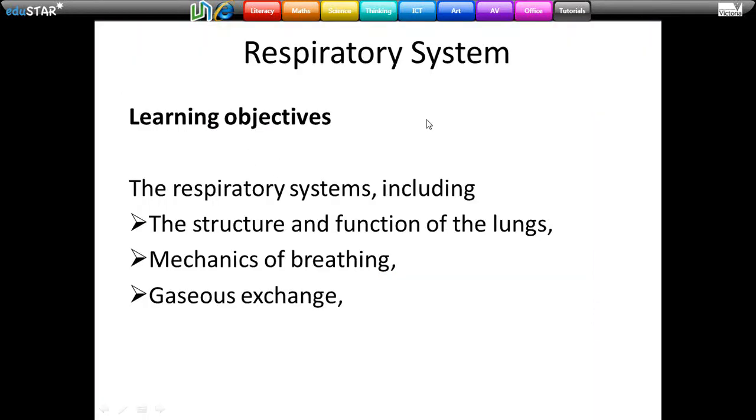Alright, this is the second of our PowerPoints on the cardiorespiratory system, and this one will specifically look at the respiratory system. The learning objectives from this PowerPoint are the structure and function of the lungs, the mechanics of how we breathe, and also how gases like oxygen and carbon dioxide are exchanged through the lungs and into the bloodstream.